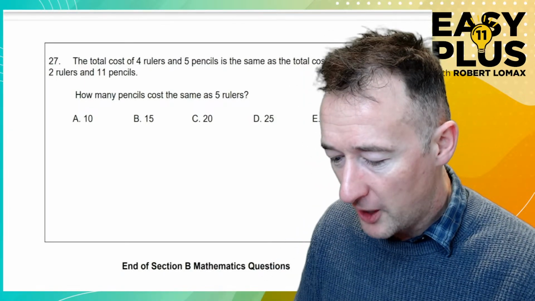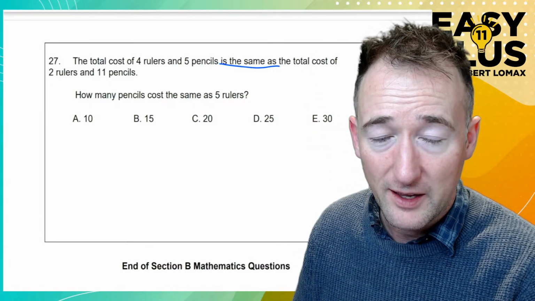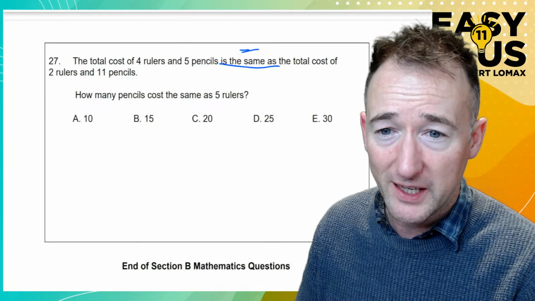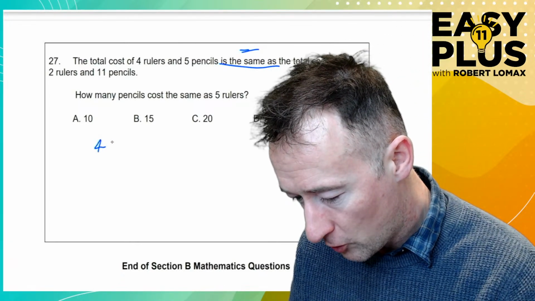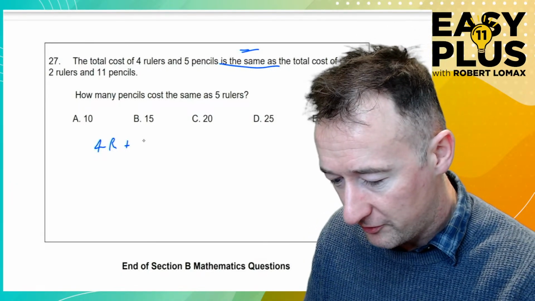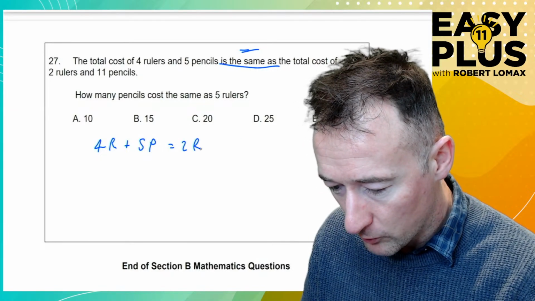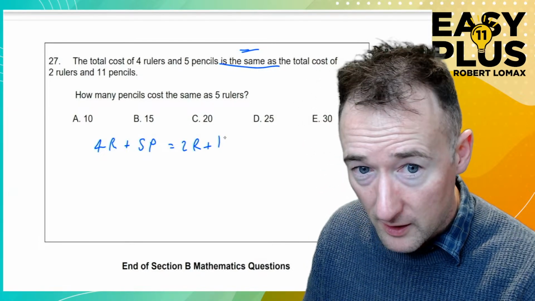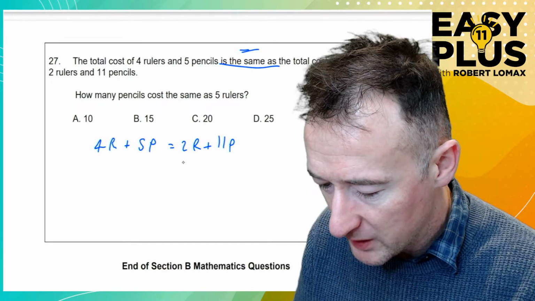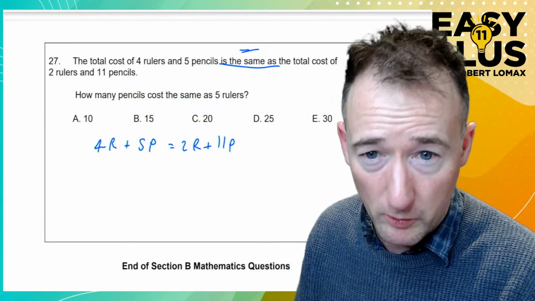The total cost of 4 rulers and 5 pencils is the same as, a roundabout English way of saying equals. We've got an equation. 4 rulers, 4r, where r is the cost of a ruler, plus 5 times the cost of a pencil, is the same as the cost of 2 rulers plus 11 pencils. Okay? 4r plus 5p equals 2r plus 11p. And now, if you don't understand algebra, you won't know what I'm doing, which is fine.